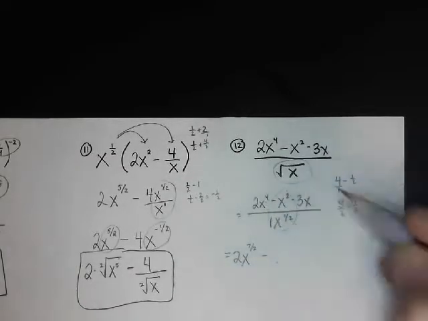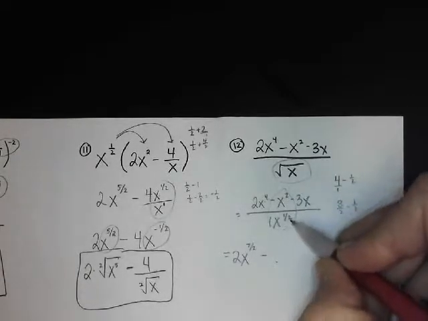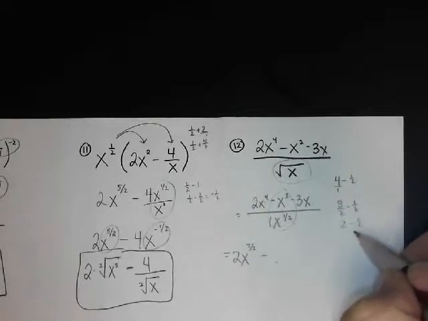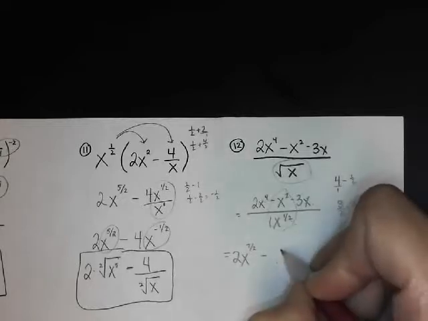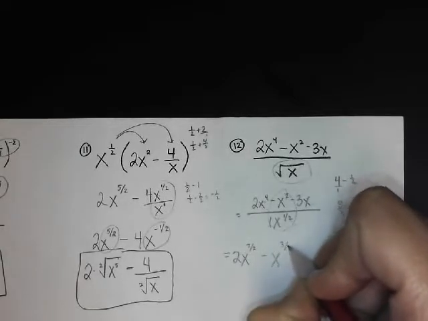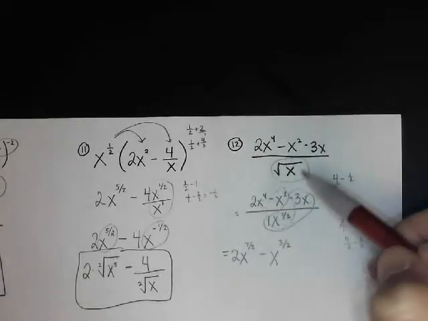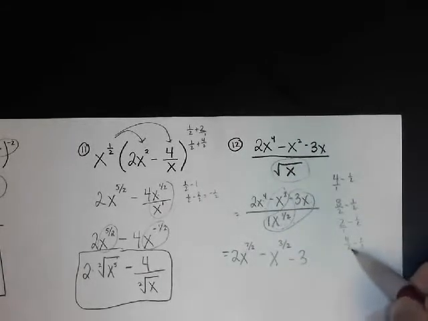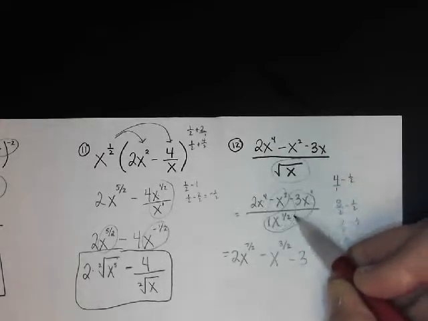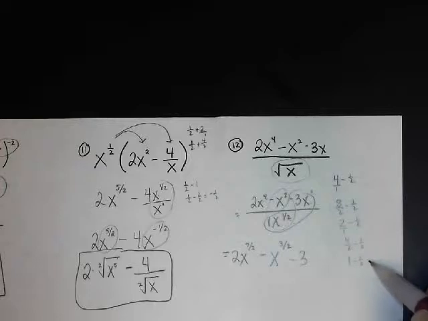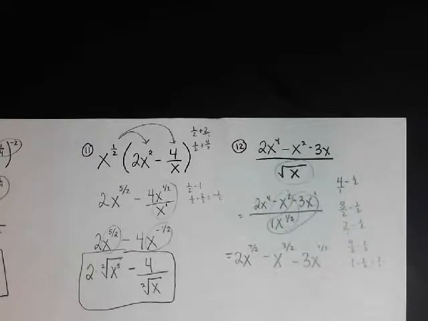Minus, we're on to our next term, x squared, so divided by x to the 1/2, 2 minus 1/2 is going to be 4 over 2 minus 1 over 2, 3 over 2, so x to the 3 over 2. And then last term, we have negative 3, and it's x to the first power technically, divided by x to the 1/2, so 1 minus 1/2 is 1/2, so 3x to the 1/2 power.